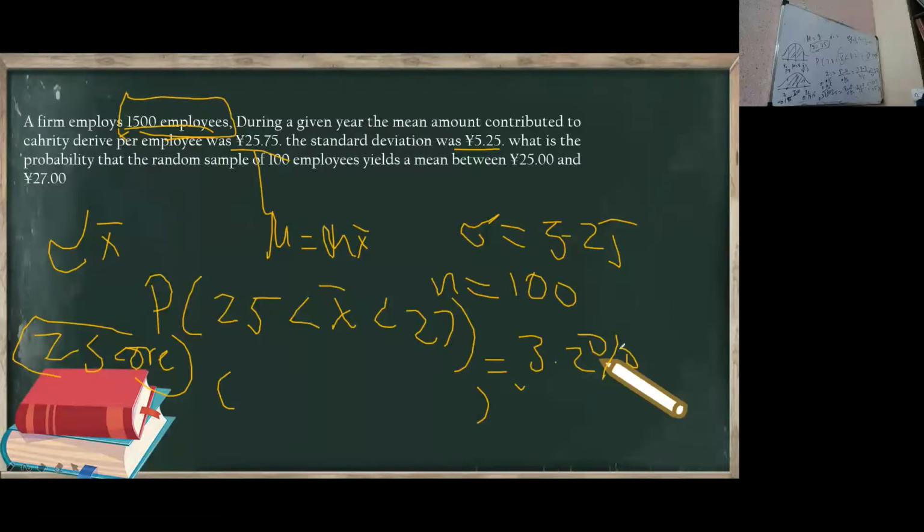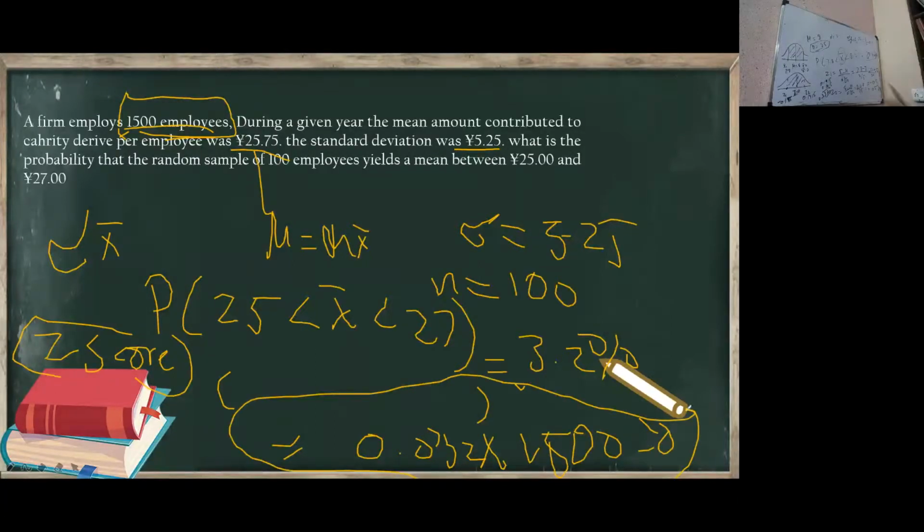Example, right? 3.2% or like 5.3%, right? So it means at the end I have to multiply this one, 0.032 times 1500. So that will give us the population answer. Do you understand? Is it clear? Is this clear? So that's it.